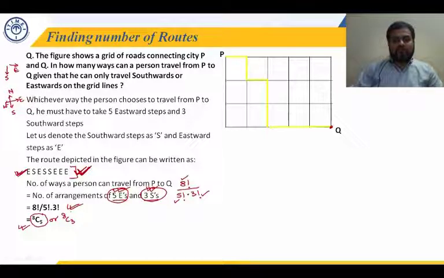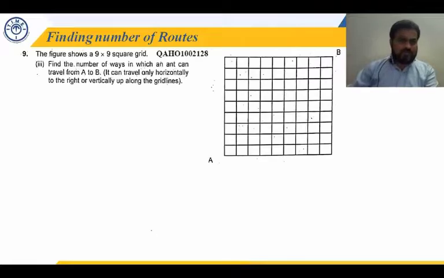Fine. So now we'll do one thing. Let's take an example from your sheet and see how to solve that. It will be a similar one. This is a question from your sheet. This is sheet number 2128.